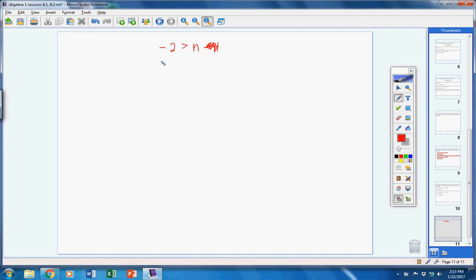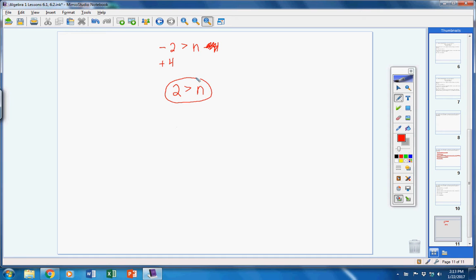Bring your negative 4 over. Make it a positive 4. And you're left with 2. There we go. Okay. Next step, simplify both sides. Already done. Last step, isolate the variable. It's already done. So we're finished.